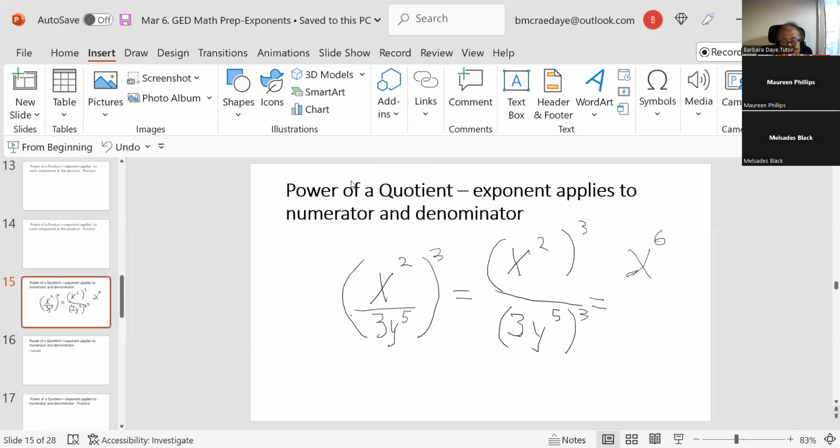Okay, now let's go to 3y to the 5th raised to the 3rd. Now apply that 3 to the 3 and apply it to the 5. So what do you get, Maureen? 3 times 3 times 3. What's that? 27. Okay, so let's just put our 27. And power to a power we multiply. So y to the what, Maureen? What's 3 times 5? 15. Remember, power to a power, you multiply. 5 times 3 is 15, and that's your answer: x to the 6 over 27y to the 15.